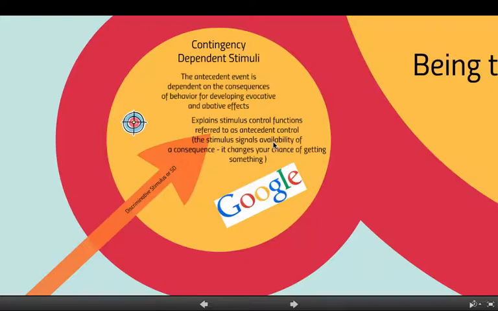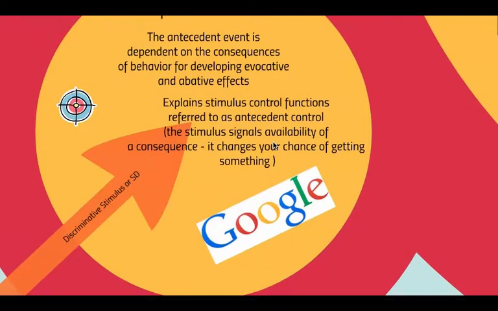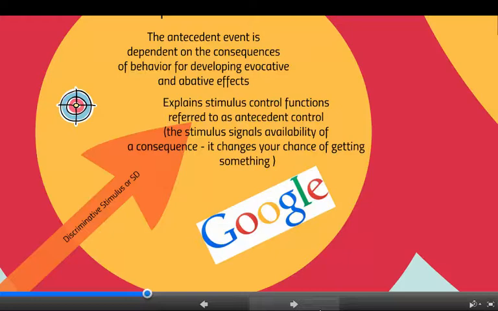The word Google has become a noun in our vocabulary. It's become a verb in our vocabulary. We always say that we're going to Google something. We're going to Google a person or Google some information that we're looking to acquire. So that word, Google, that colorful word, has become, for us, a discriminative stimulus. Why? Because it signals the availability and it increases your chance of getting something. Increases the chance of getting information, valued information that you want.